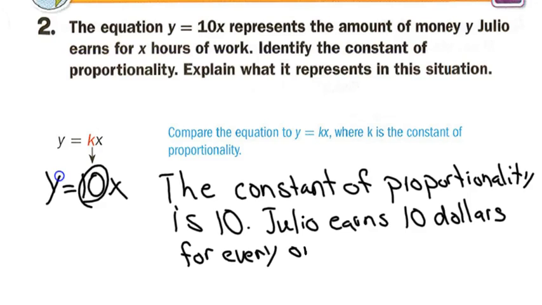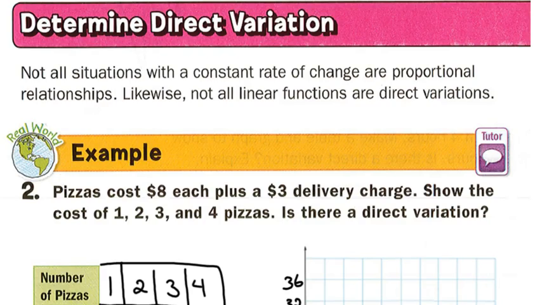For every 1 hour worked. So again, that's the same as our constant rate of change. That's the same as our slope if we were to have a graph of this. Okay, so how can we determine if a direct variation exists?